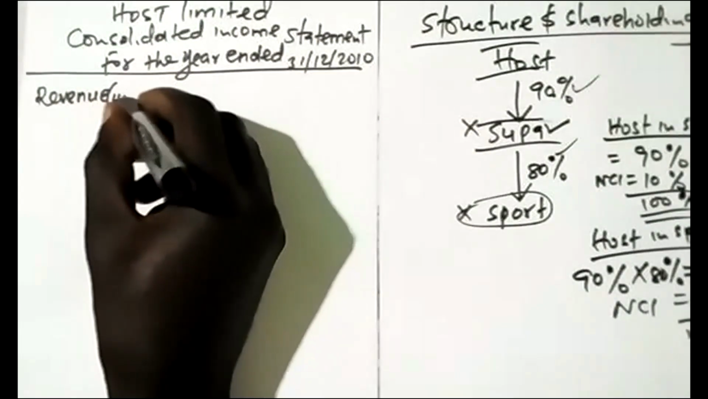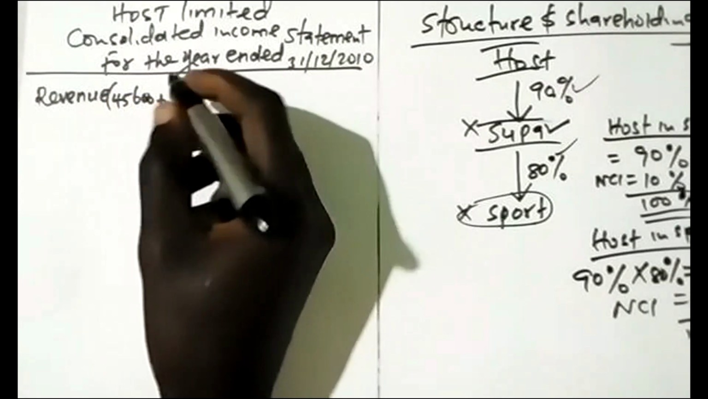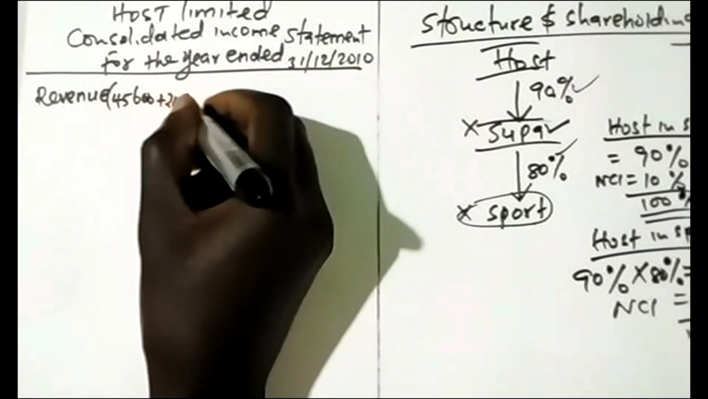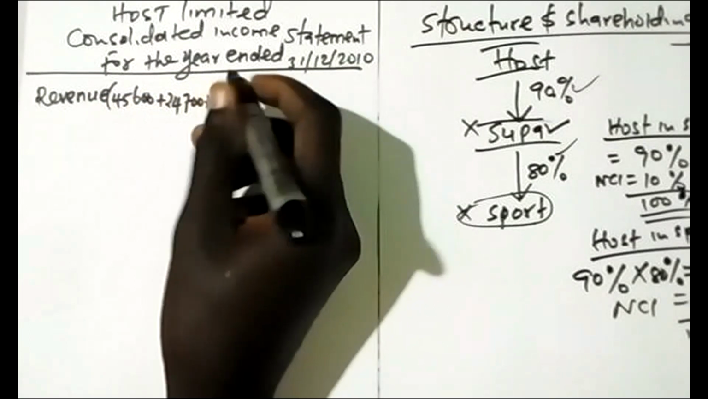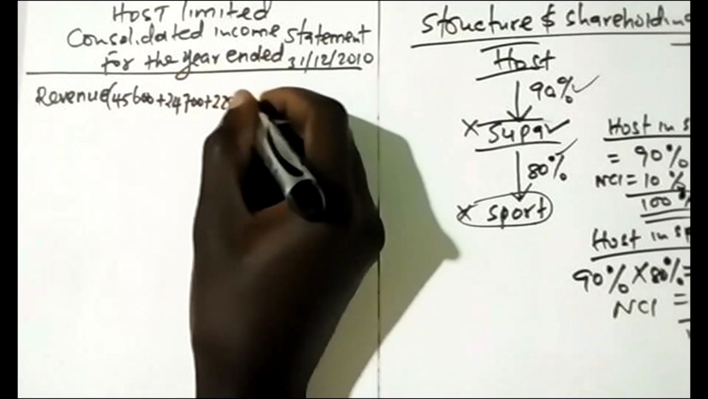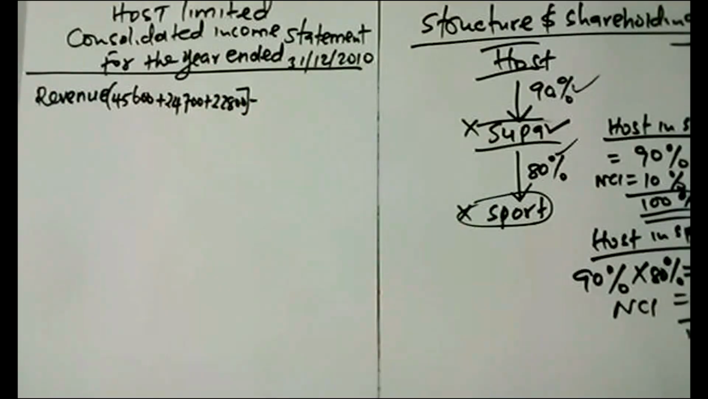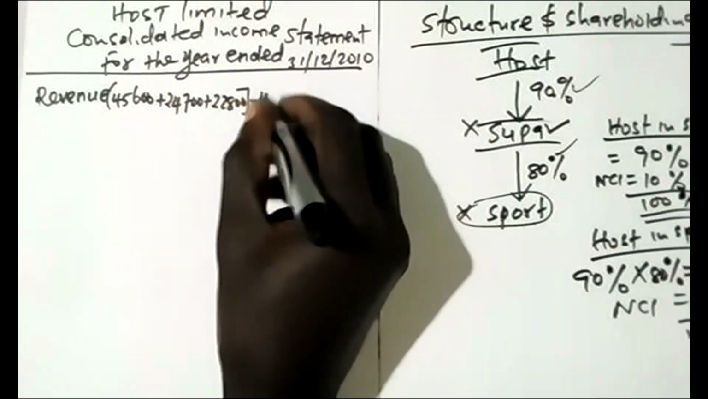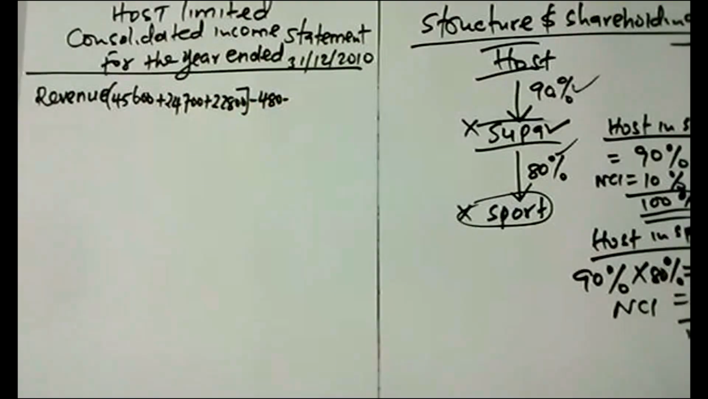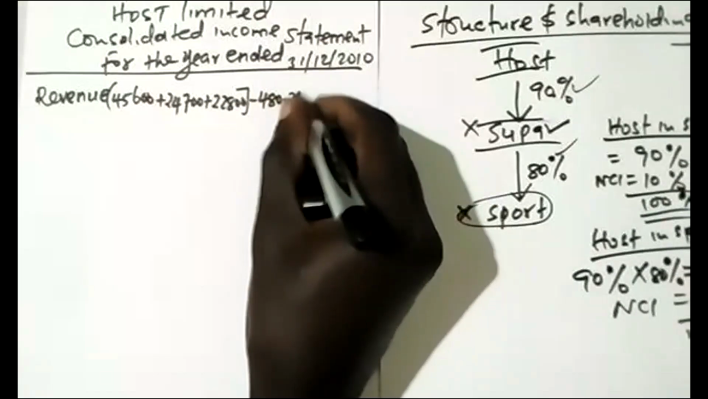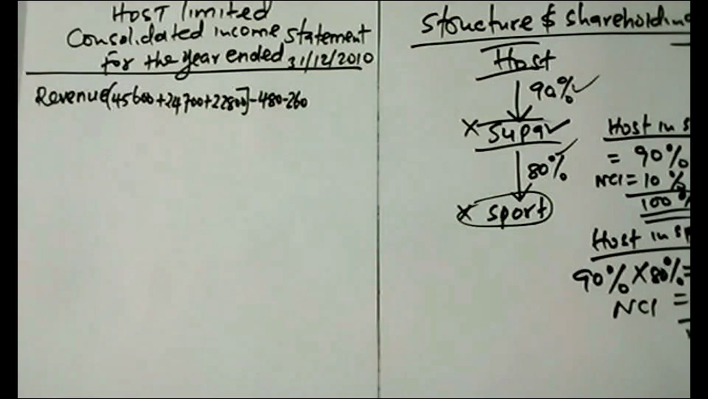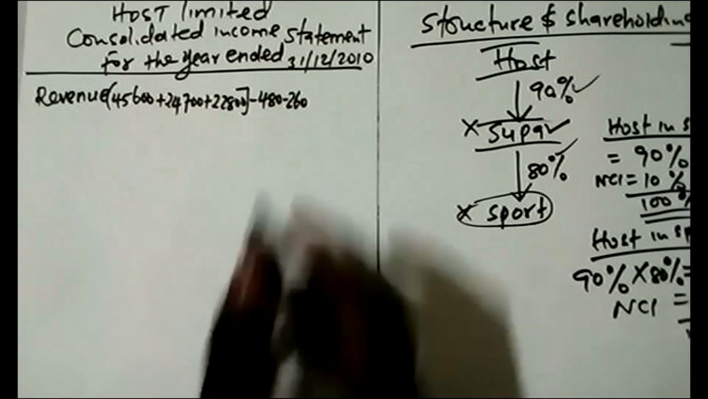So here we take 45,600 plus 24,700. You add 22,800. So what you subtract here is the intergroup sales, which I've already talked about. So note 2, there was this intergroup sale of 480. Then there's another one, note 3, the one I've just talked about, 260. And note 4, there was an intergroup sale of plant of 240.